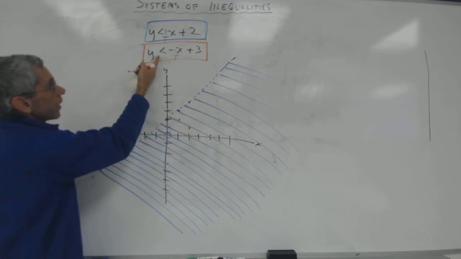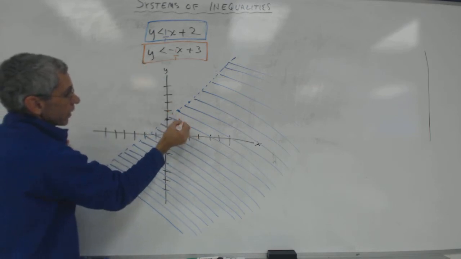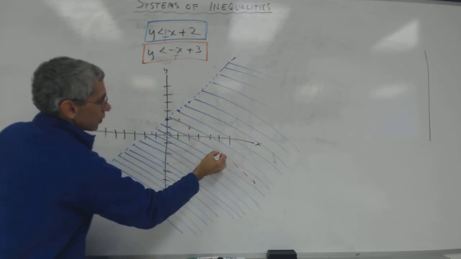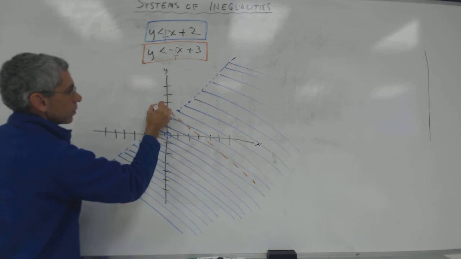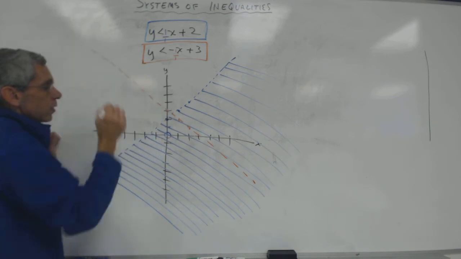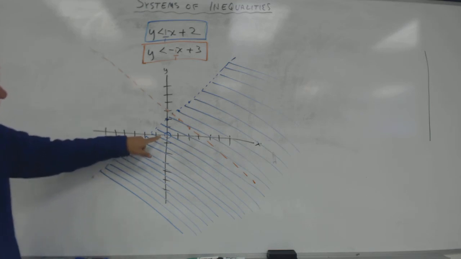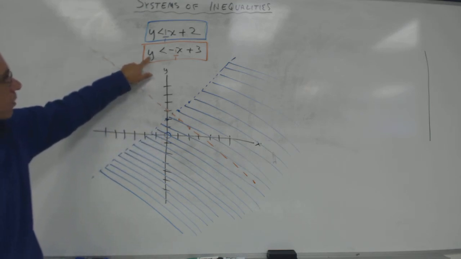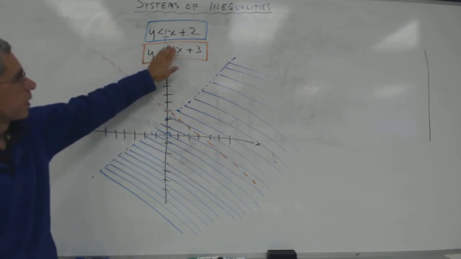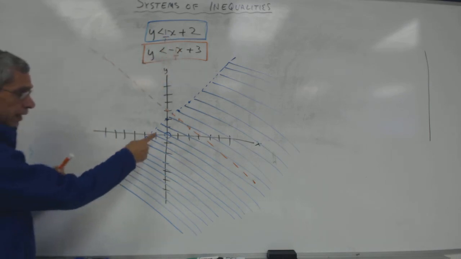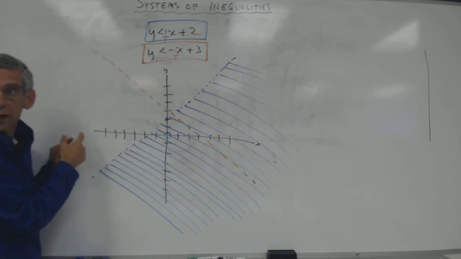Is it going to be solid or dashed? Dashed. Again, it's going to be dashed. So it's going to look like this. All right. And then now I have to shade it. Now I got to try my 0, 0 again. Is 0 less than 3? It is. So I got to shade towards 0, 0, right?